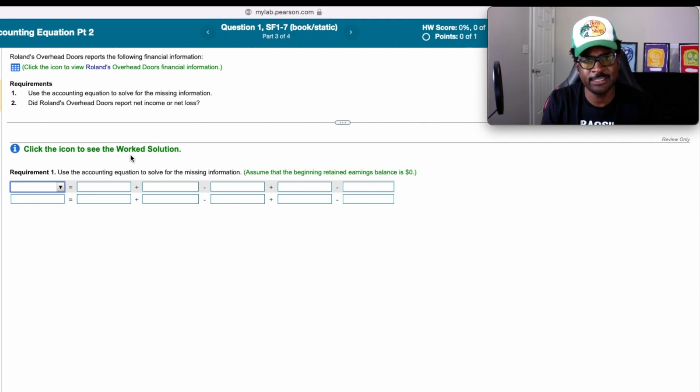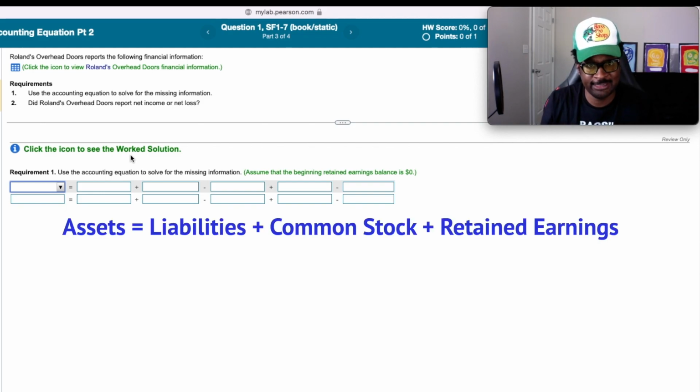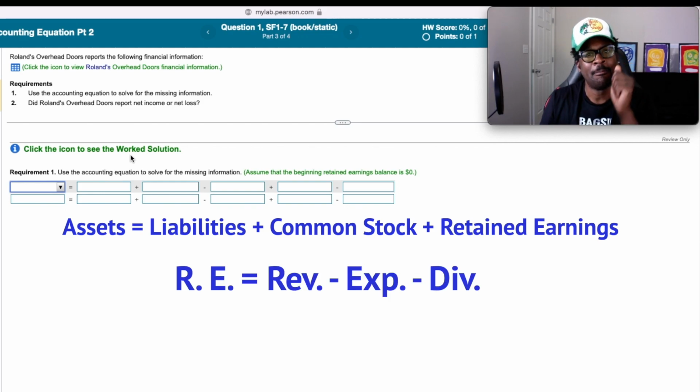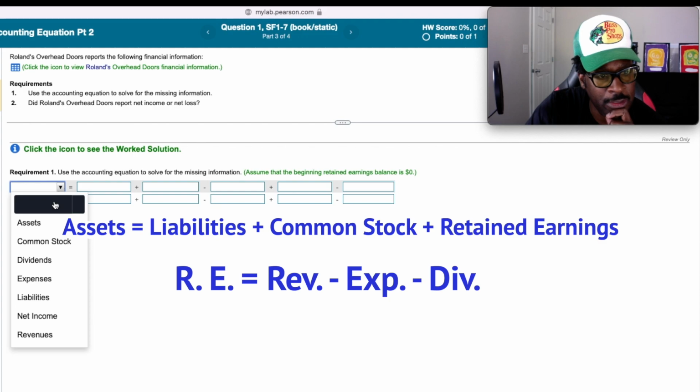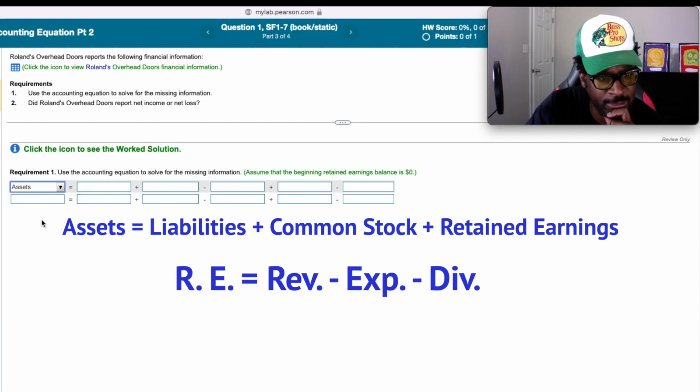So in all actuality, our accounting equation should equal assets equals liabilities plus common stock plus retained earnings, which happens to be the combination of income, which consists of revenue accounts minus expense accounts minus dividend accounts. So I'm willing to bet that's exactly how we're going to attack this problem to back into the expenses. So we know that our assets is always on the left hand side, so that's easy. And let's see what we have.